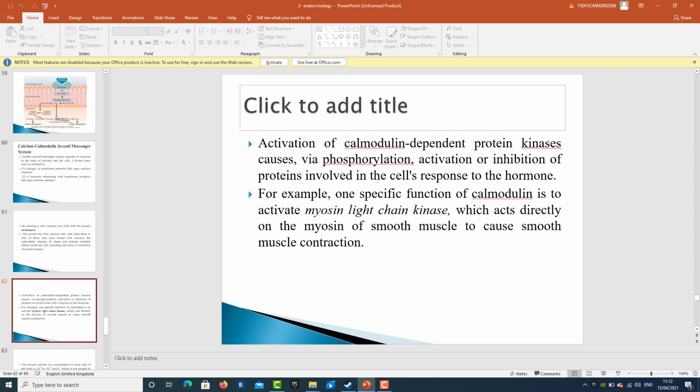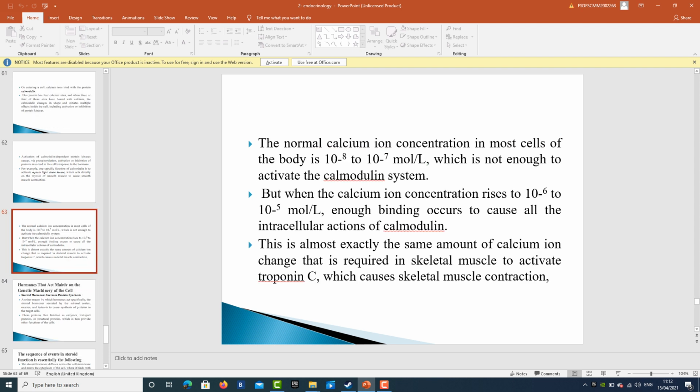One specific function is to activate myosin light chain kinase, which acts directly on the myosin of smooth muscle to cause the smooth muscle contraction. And the normal calcium, as we all know, is around 10 raised to power -8 to 10 raised to power -7 moles per liter, which is not enough to activate the calmodulin.